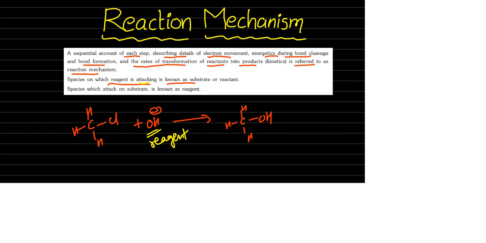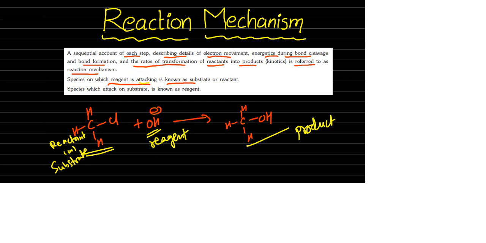What is this main reactant? This is the reactant or substrate. Reactant or substrate. Okay, reactant means main substance. So the attacking agents are called reagents. After that, the final one, which is forming the new substance, that is called product.